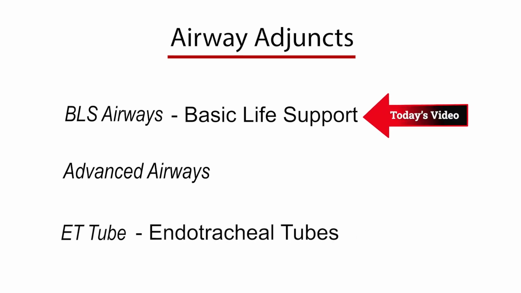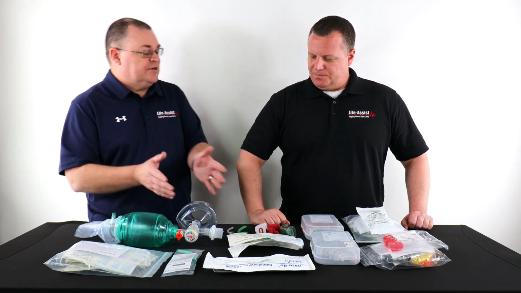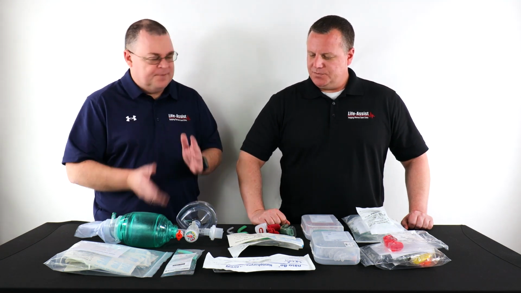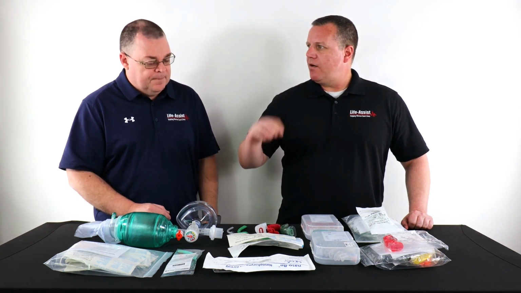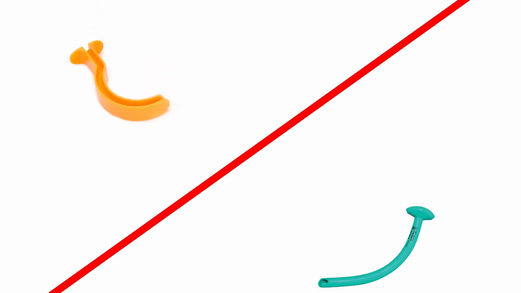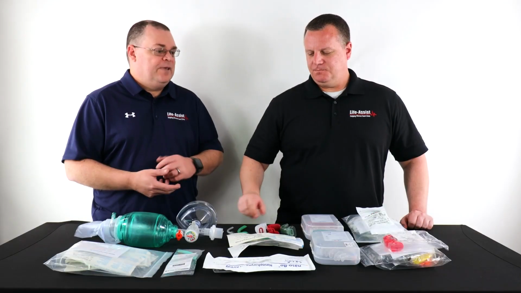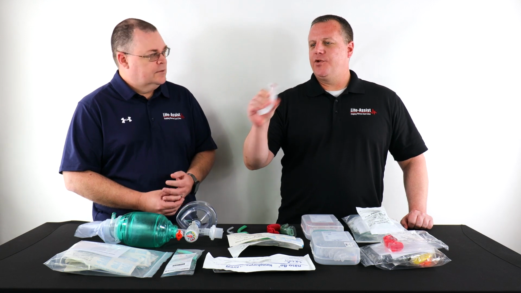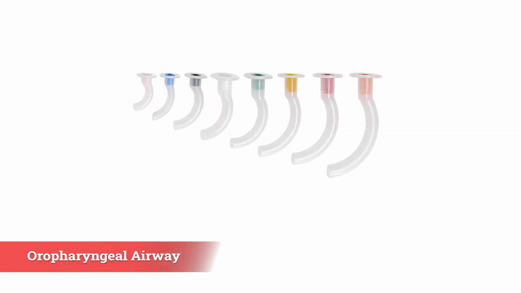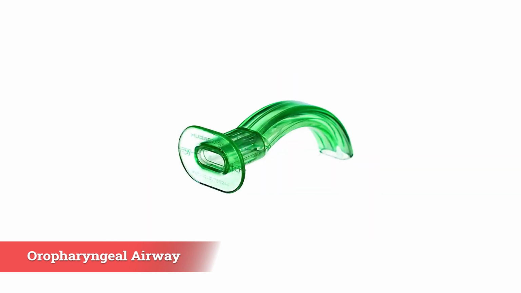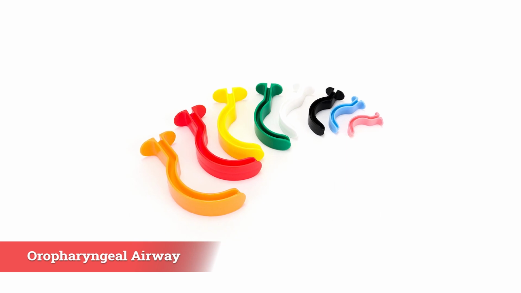So what do we have in front of us? I'm assuming, since we're starting, BLS airways? You got it. And how many different types of BLS airways are there? There's typically 2 types: OPAs and NPAs. Let's start with the OPA. What is an OPA? You know how we love our acronyms in EMS. OPA stands for oropharyngeal airway, which basically means it's an airway device that's inserted into the mouth.